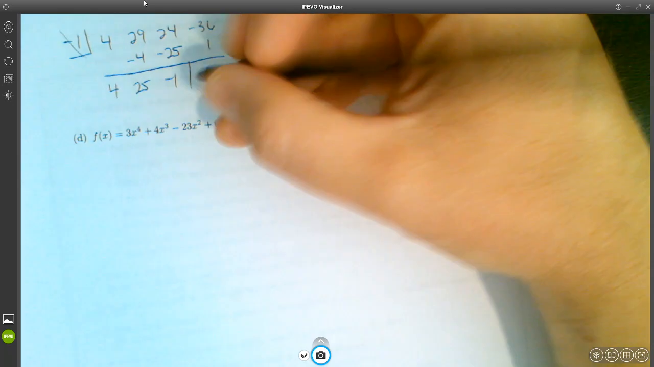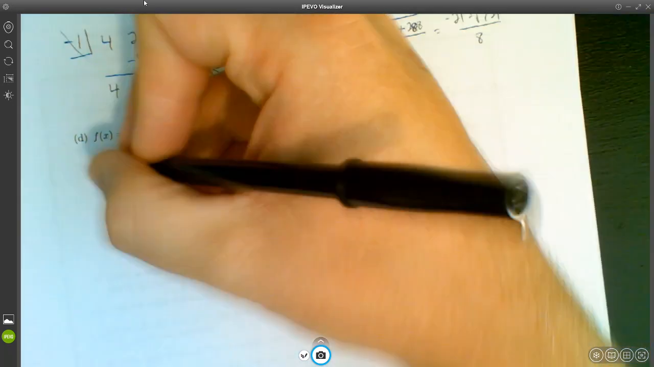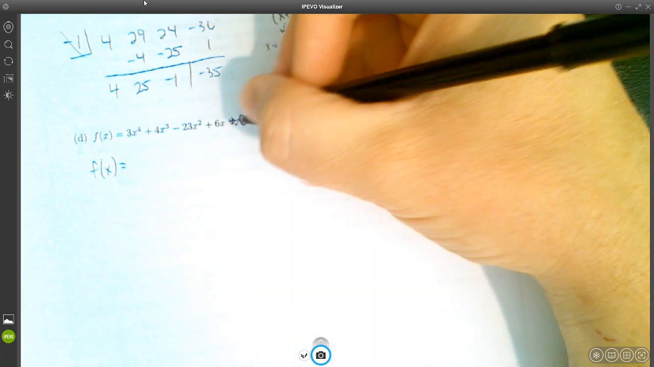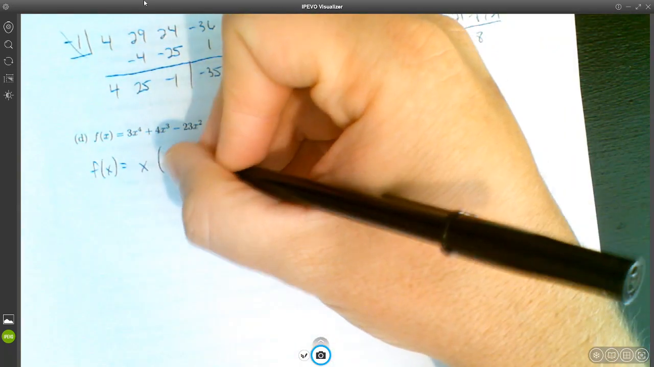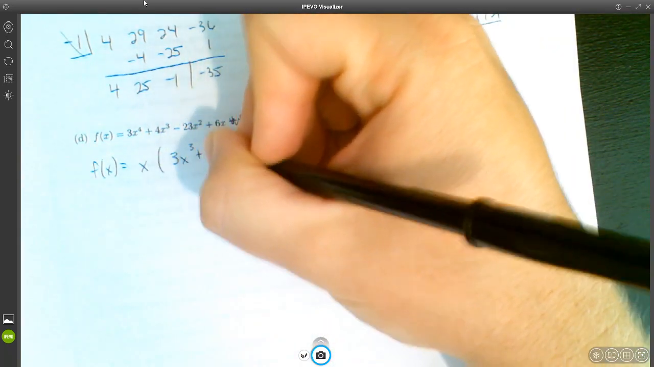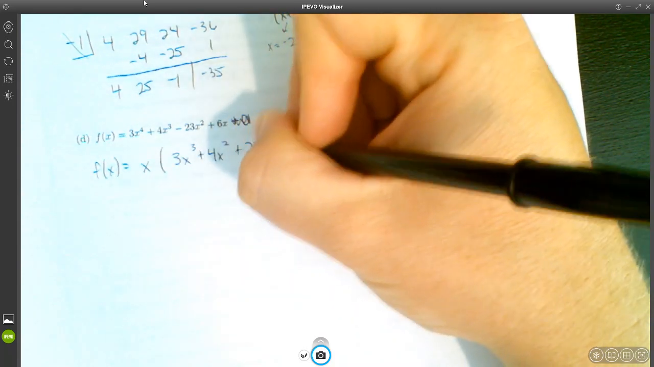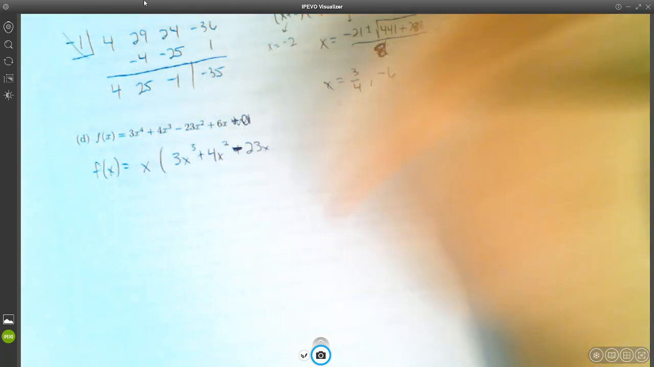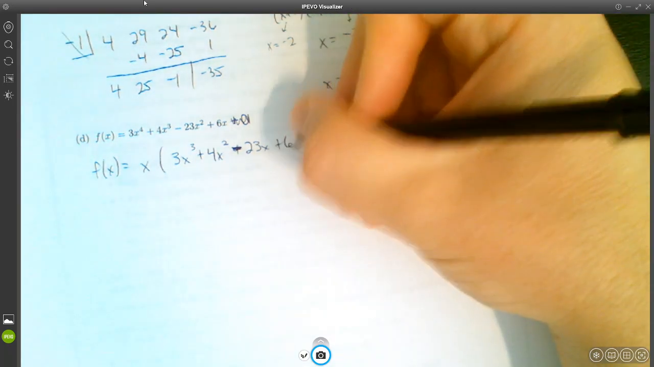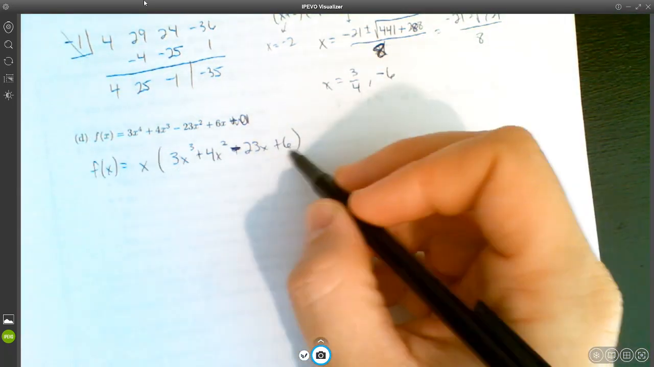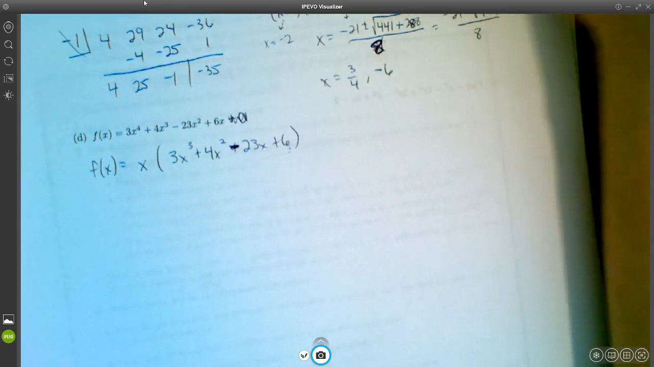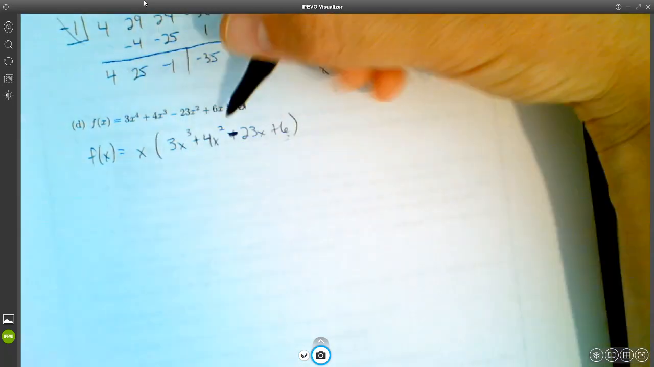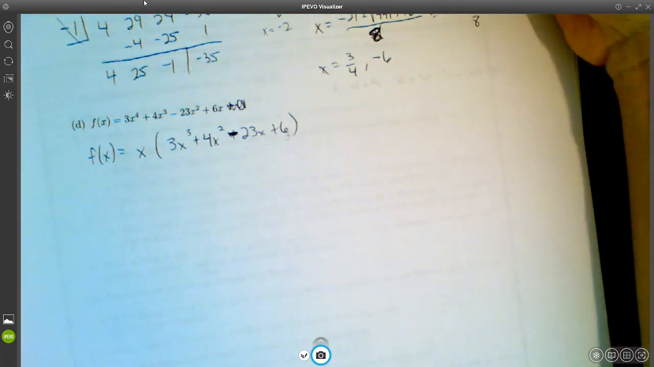So what do we do? Well, it's an easy fix. Because the last term is 0, that means that all the other terms have an x in them, which means you can factor out an x. If I factor out an x, I'm left with 3x cubed plus 4x squared minus 23x plus 6. And now this polynomial has a non-zero last term. Its constant term is non-zero. So we can apply the rational zeros theorem to this polynomial.